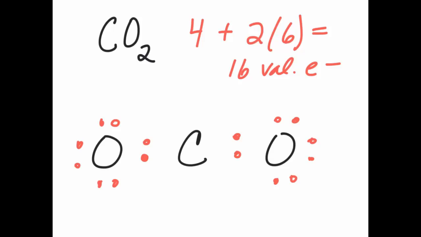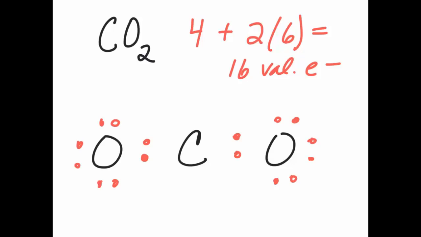What's that? There's something wrong with the carbon? Oh my goodness, you're right. The carbon only has 4 electrons around it, and it needs to have 8 for stability. Can you think of something that I could do to fix the problem?